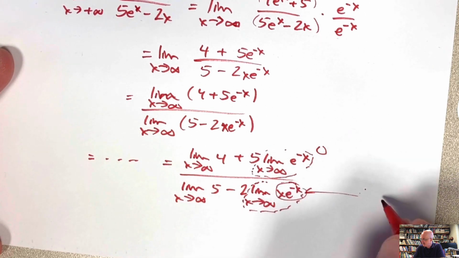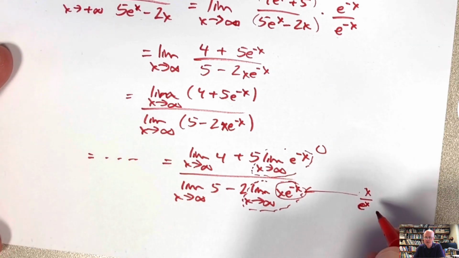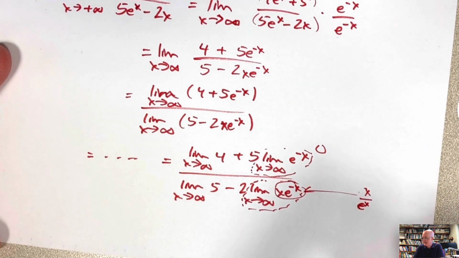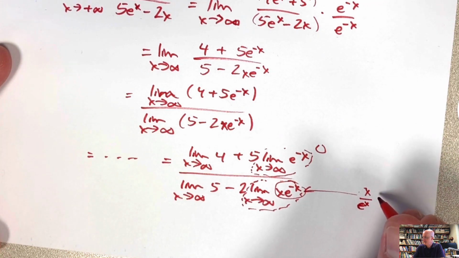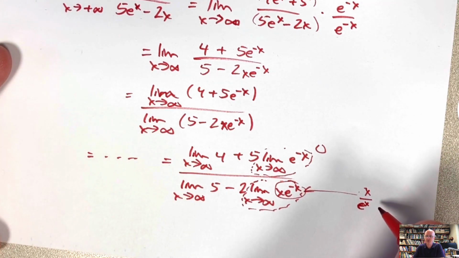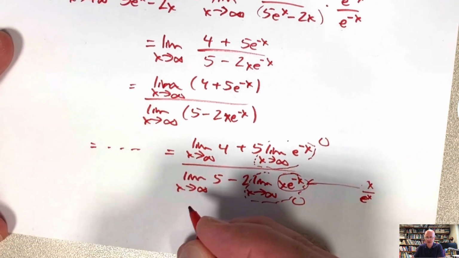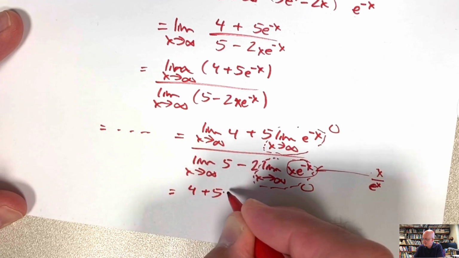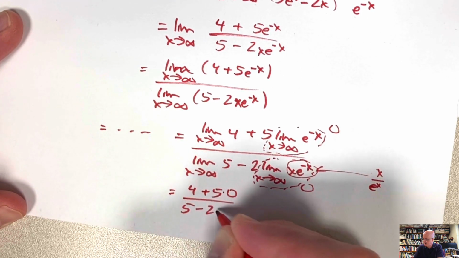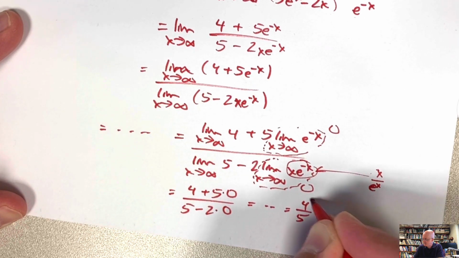This function here is the same as x over e to the x. E to the x and x both get large as x gets large, but e to the x grows much more rapidly. It dominates x, so much so that it makes this fraction go to 0. It's not a proof, but this limit is indeed 0. And so in the end, we get the exact same answer as before. 4 plus 5 times 0 over 5 minus 2 times 0 ultimately is 4/5, the same answer as before with part A.